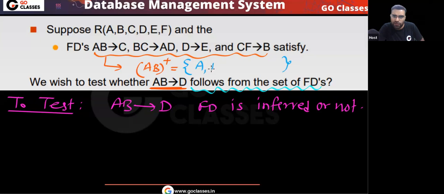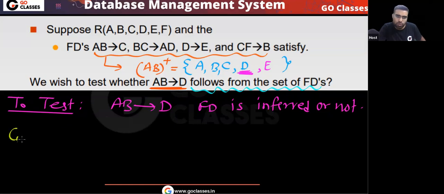So I will find AB closure. AB closure will be AB. AB can determine C. Now with these three, BC can determine AD. Now that's it. Yes or no? Now I can stop here. Of course, if you want, you can go further, but the point is, now you can stop here. Is this clear?